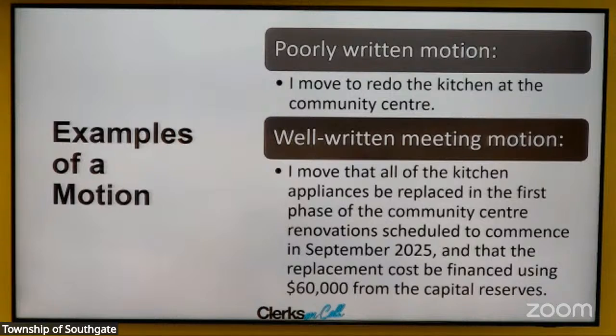A poorly written motion would be, "I move to redo the kitchen at the community center." Whereas a better written motion would be, "I move that all of the kitchen appliances be replaced in the first phase of the community center renovations scheduled to commence in September 2025, and that the replacement costs be financed using $60,000 from the capital reserves." So this motion includes the key ingredients. It tells us exactly what will be replaced, when, and how it will be funded.